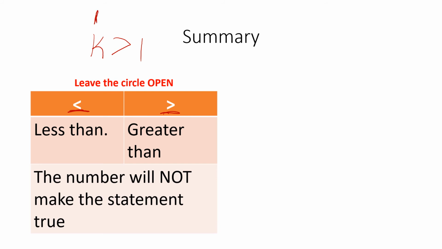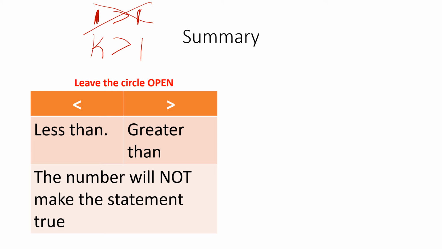If I try to say K is 1, look at what we get. If I substitute 1 for K, we get 1 is greater than 1. That is not a true statement. Okay? So in this situation, you leave the circles open. And I want to hide the fact that I underlined those because it almost made it look like the less than or equal to. Okay?